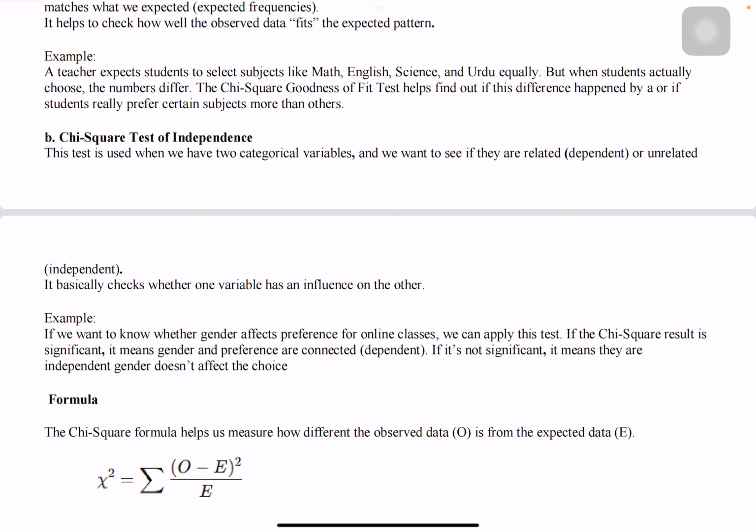Type B is the chi-square test of independence. This test is used when we have two categorical variables and we want to see if they are related, dependent, or unrelated, independent. It basically checks whether one variable has an influence on the other. Example, if we want to know whether gender affects preference for online classes, we can apply this test. If the chi-square result is significant, it means gender and preference are connected, dependent. If it is not significant, it means that they are independent. Gender doesn't affect the choice.